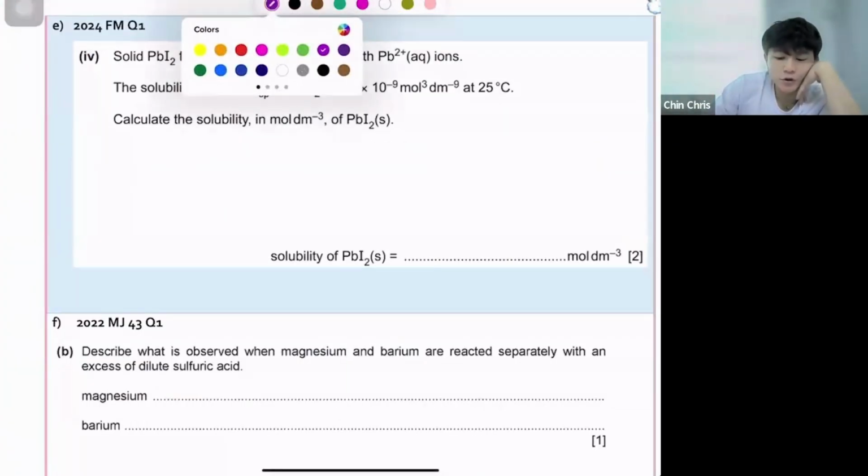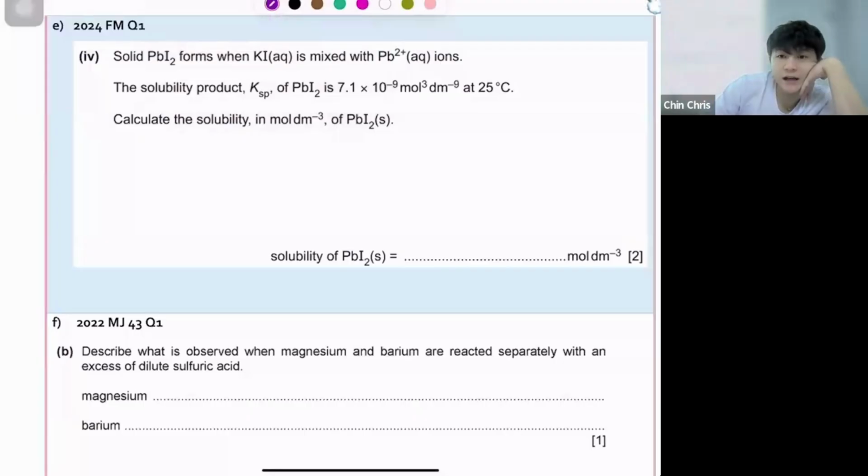Alright guys, PbI2 forms when KI is mixed with Pb2 plus. So guys, I hope by now you should understand how the entire Ksp works. So I'm gonna give you the actual equation now.